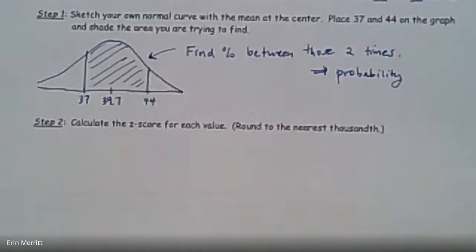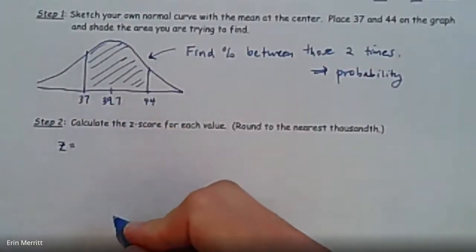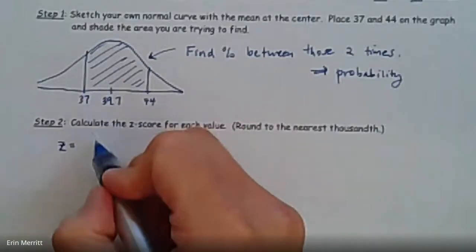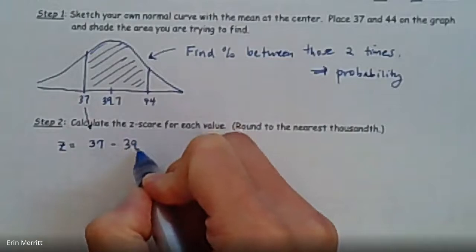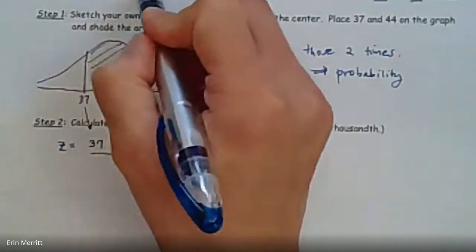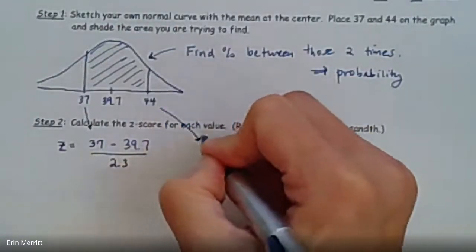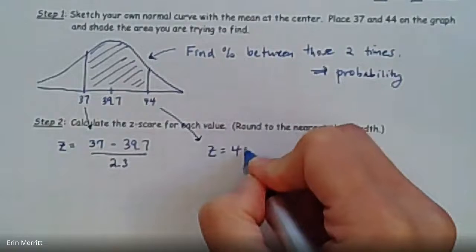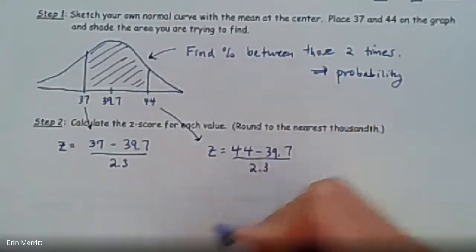Okay, so when it says calculate the z-score for each, well, that's from yesterday. So z-score, as a quick reminder, you take the actual score. So I'm going to start with the 37, subtract the mean, divide by the standard deviation, which they told us was 2.3 back up here. All right, and then we'll do the same thing for the second one. You'll do 44 minus the mean of 39.7 divided by the standard deviation.